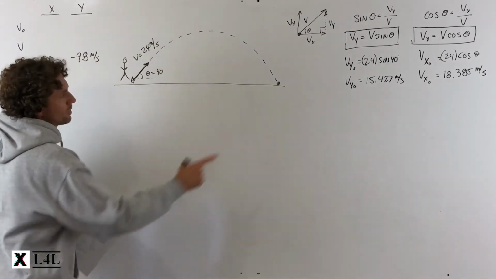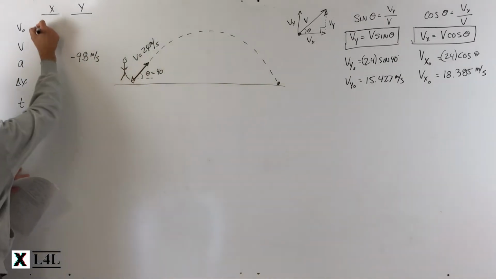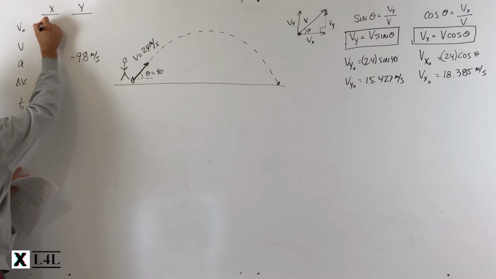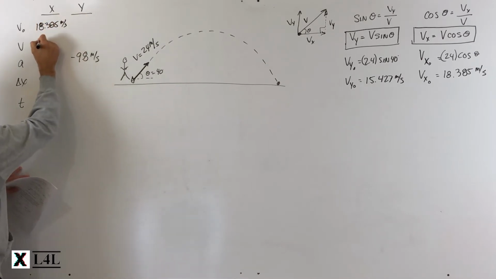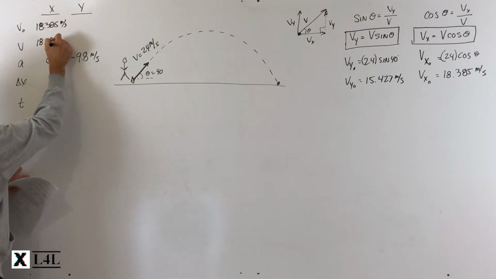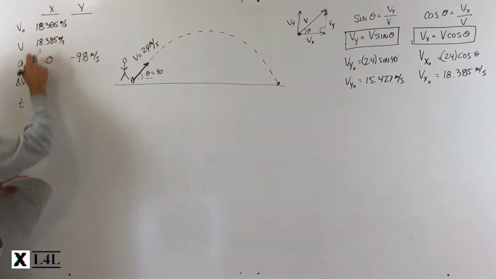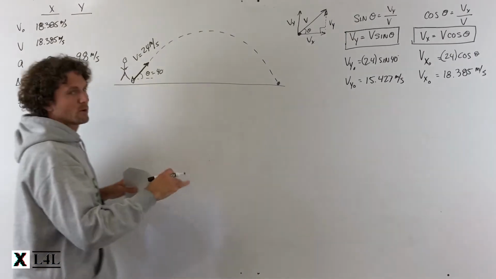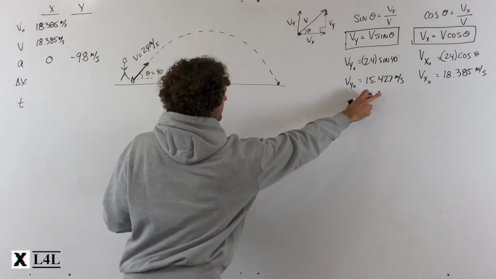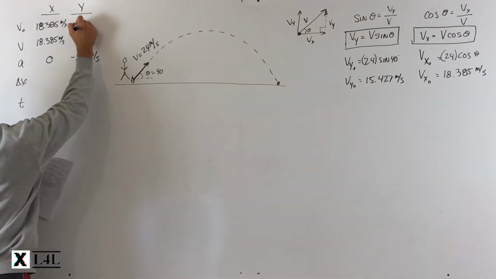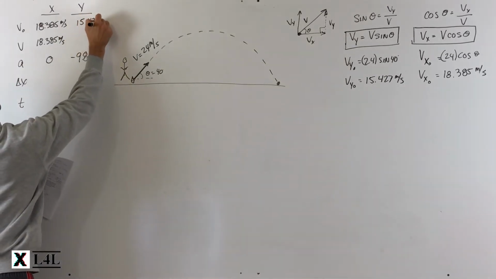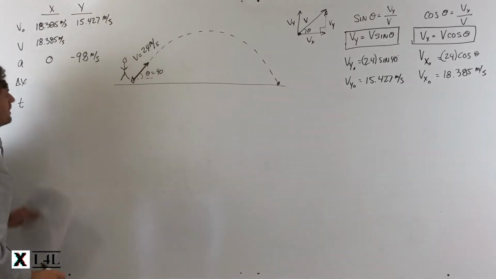So my initial horizontal velocity is 18.385 meters per second. Again, zero acceleration. Once I find my horizontal, I know that's consistent all the way through. My vertical is 15.427. All right.